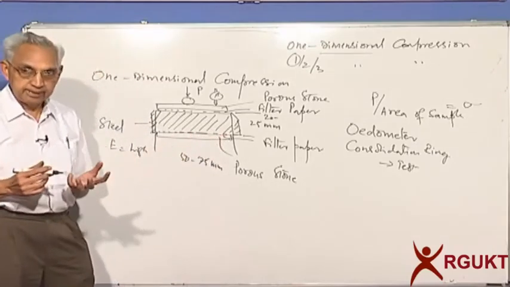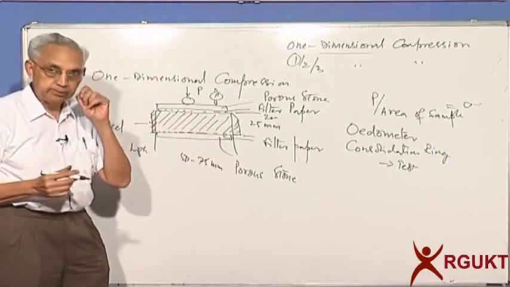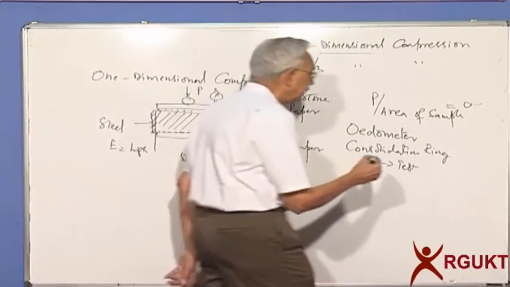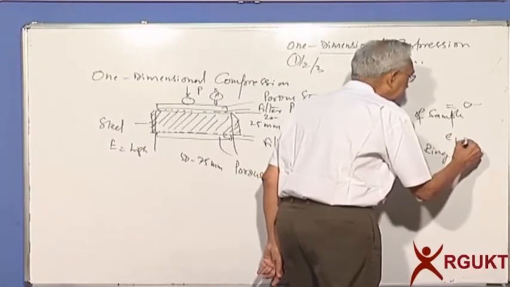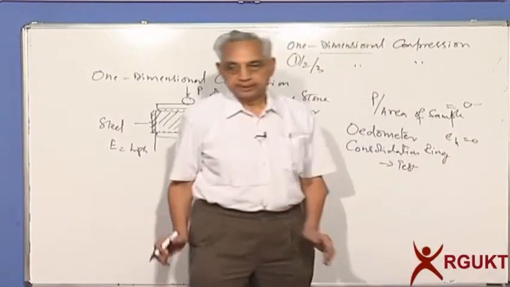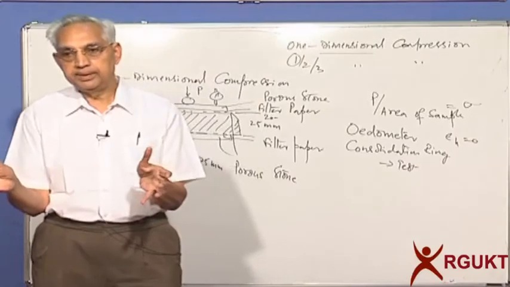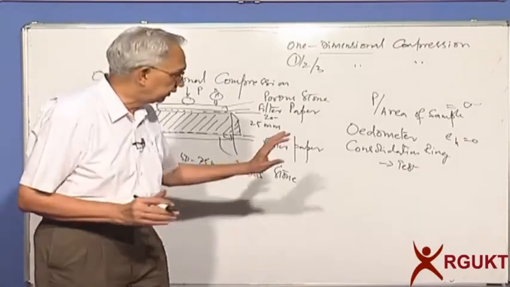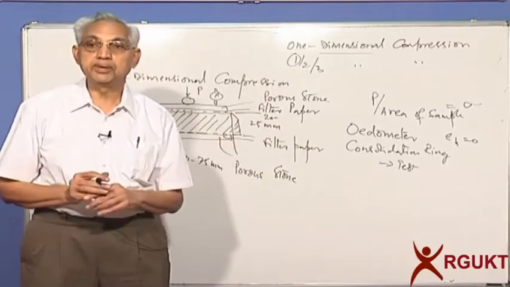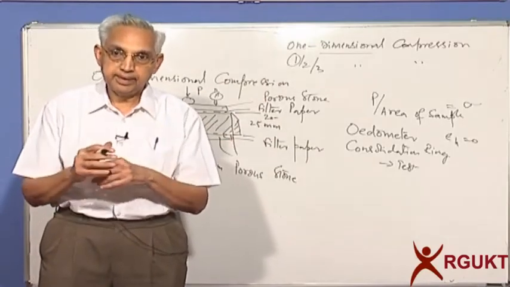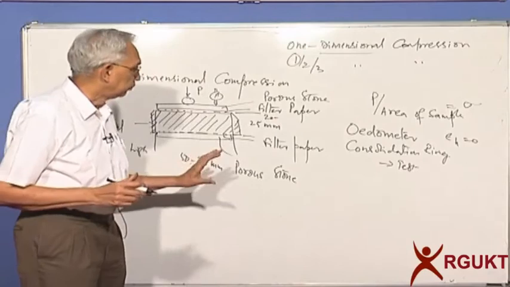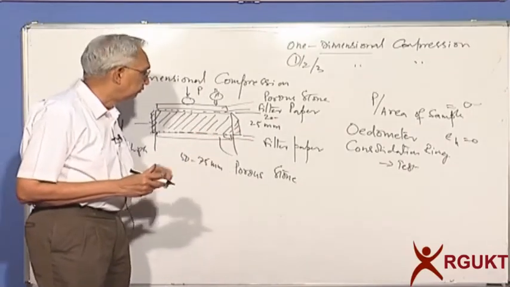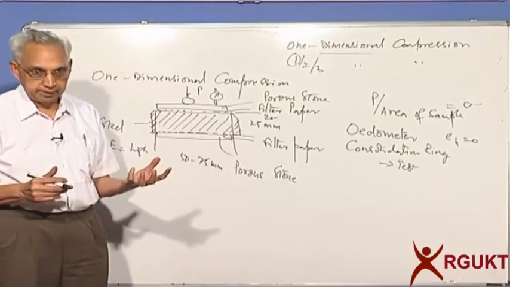So can I now say this ring will make sure that there are no horizontal strains? Please remember, in all these tests, epsilon h is 0. There is no lateral deformation, there is no lateral strain. Because of that, this will simulate the one-dimensional compression we are interested to study in the field. So an odometer ring or a consolidation test apparatus will give me one-dimensional compression.